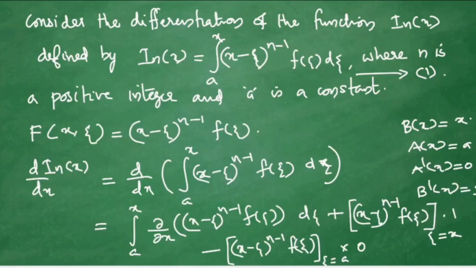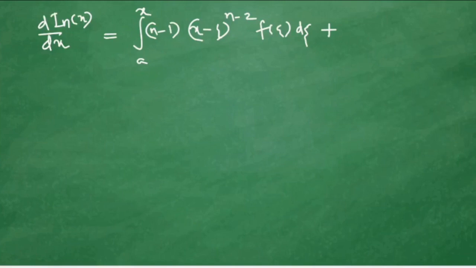We have to substitute theta as x. So we have to replace theta as x. So replacing this, the factor x minus theta will become 0 when theta equal to x. So that term will vanish, and the third term is also 0. So only the first term remains.